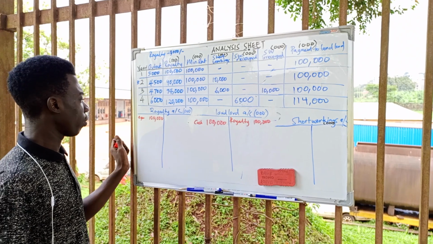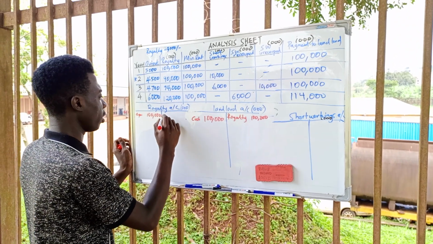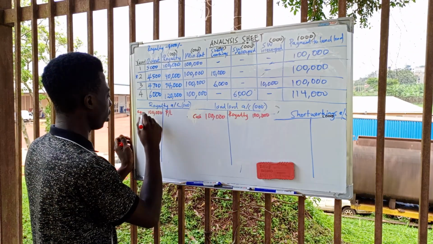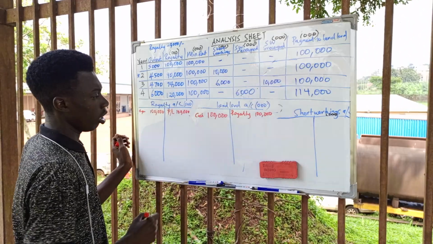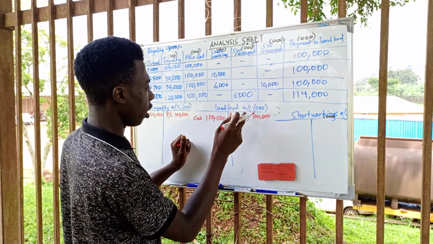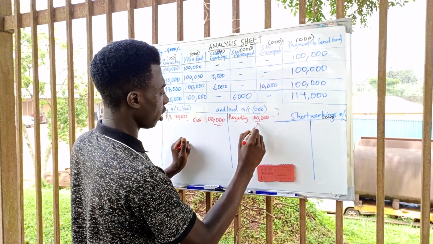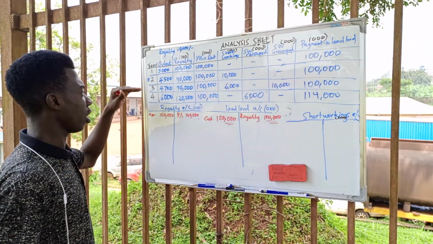After the first year, of course, royalty is supposed to be balanced off to the profit and loss. So we balance it off to the profit and loss after the first year, which is 100 million. Then, of course, here you still balance off the landlord's account. In the first year, we are left with no balance. Then we go to the second year.